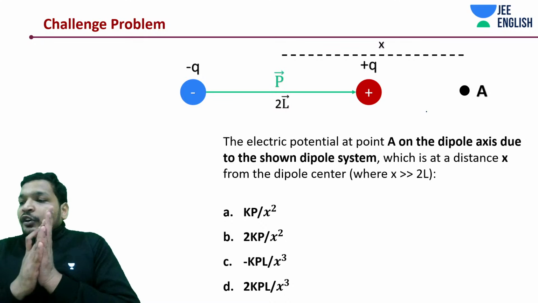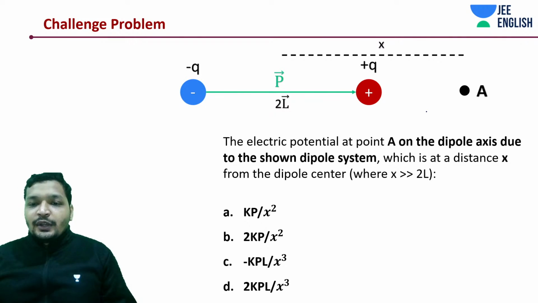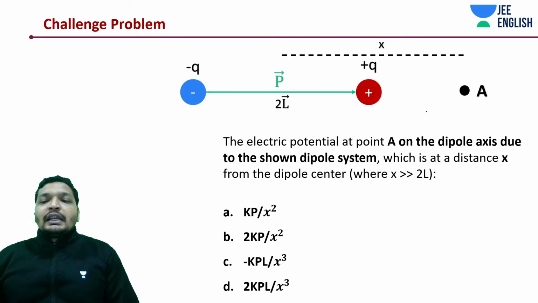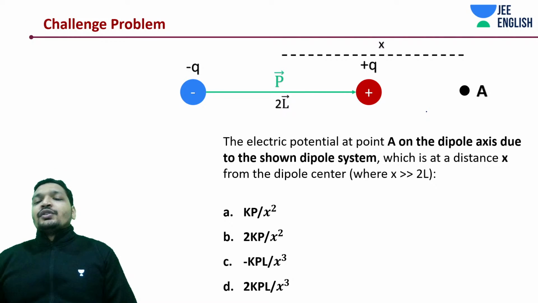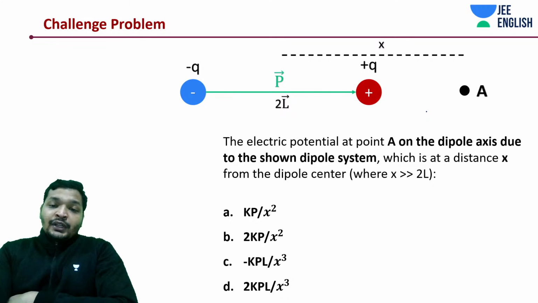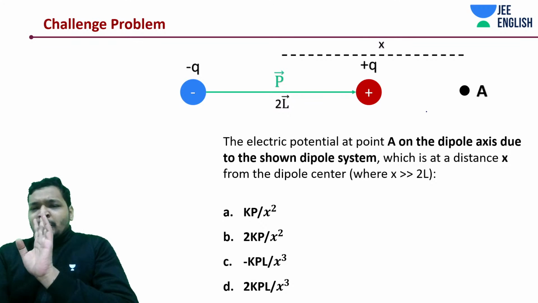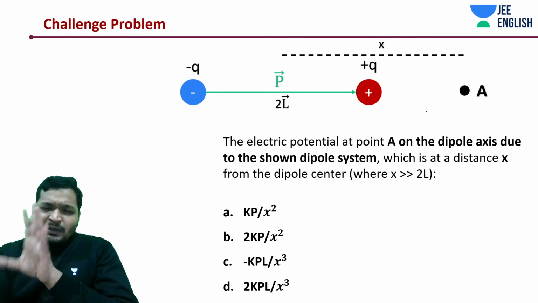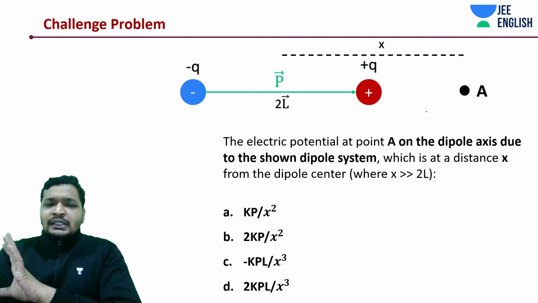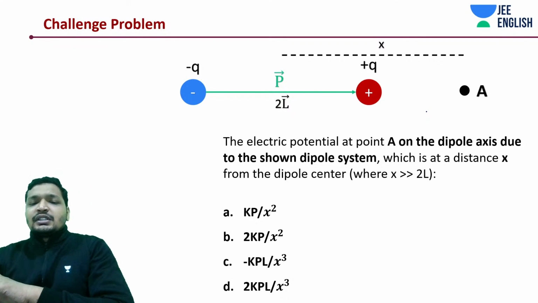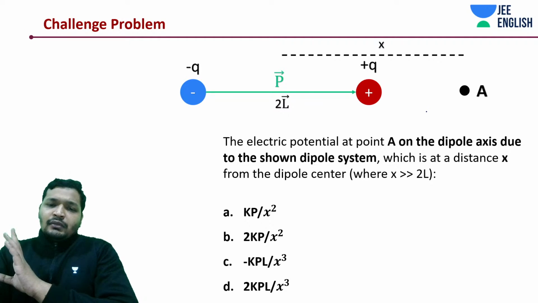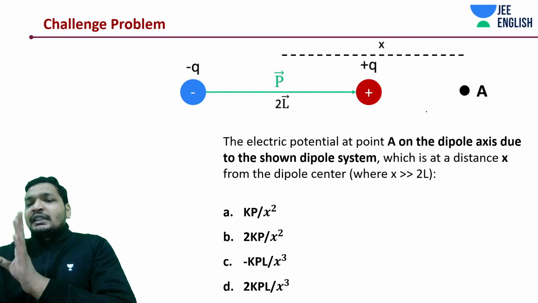Alright, now let's move on to a very interesting question. The electric potential at a point A on the dipole axis due to the shown dipole system. Same kind of dipole system. In all of the questions it is going to remain the same, generally negative q and positive q. Maybe a little complicated. You know what to do: assess the electric field individually due to each charge and calculate them, then vectorially add them. Everything will come up in terms of dipole.